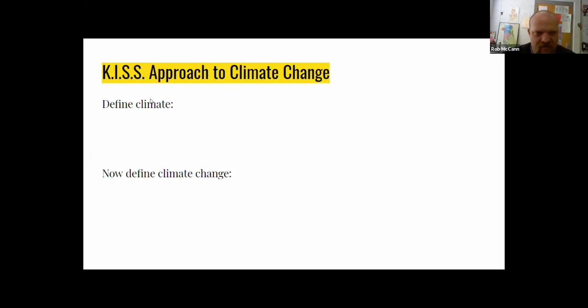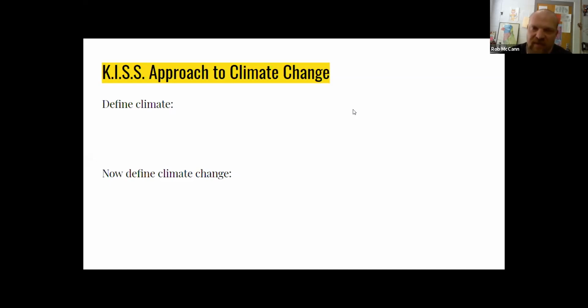So right now we're going to start off here with the chat box. Go to the chat box and just give me a one-word definition if you want, maybe a short definition. Define climate change for me, okay? So go to the chat box, type in real quick.